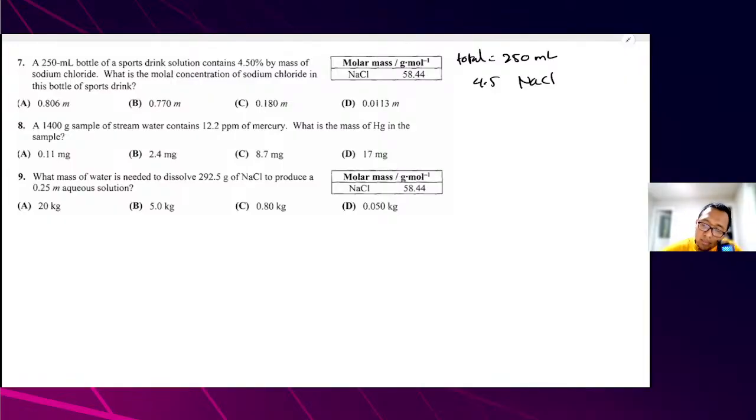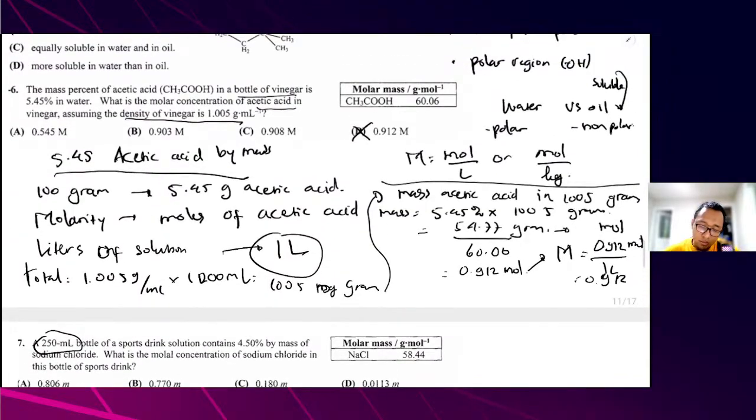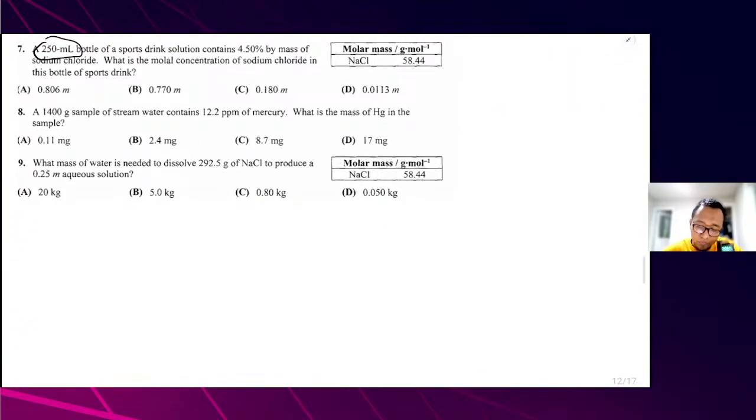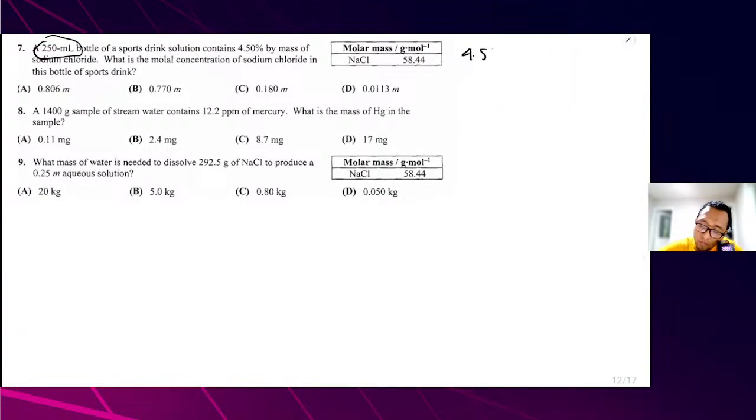However, there is no information of the total of solution. Only 250 milliliter. However, there is information here that says 4.5 percent. Number 6 is D, yep. Let's move on. Assume we only have 100 gram of solution.